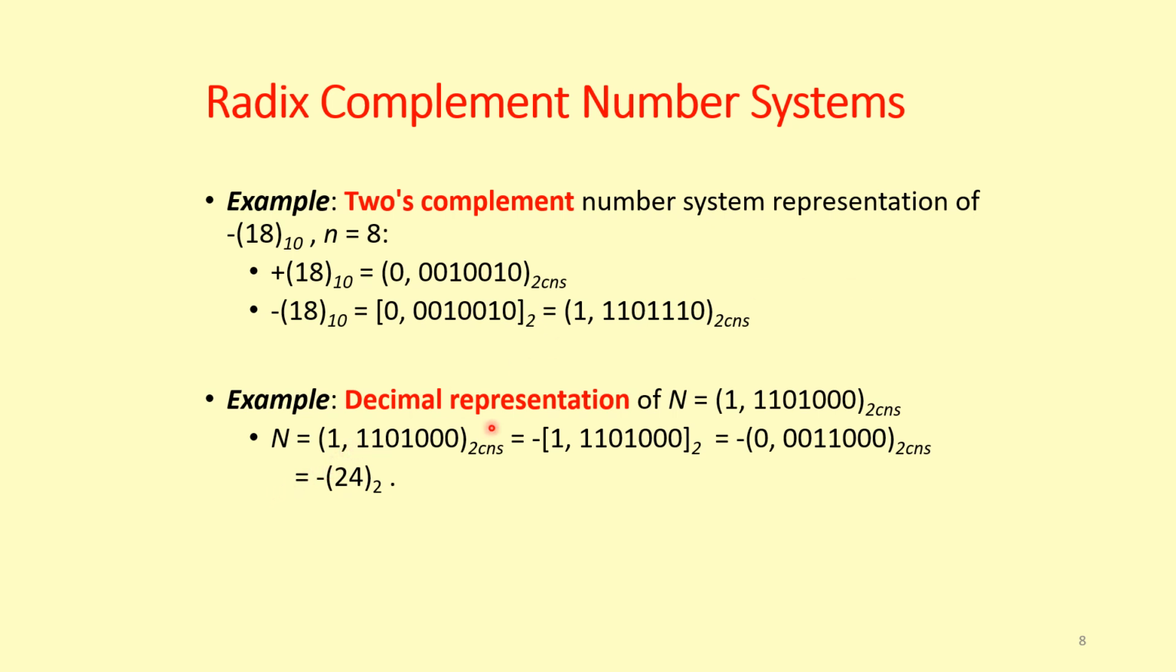Now, what is the decimal representation of this number? If it is a 2's complement number, the initial bit is telling us that this is a negative number, right? Other things you do not know yet, but this one is a negative number. So it will be a negative decimal number. To know the number, you take the complement of this negative number. You get this number, minus 24.